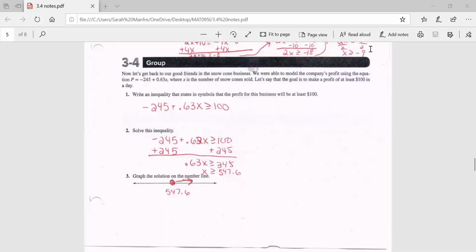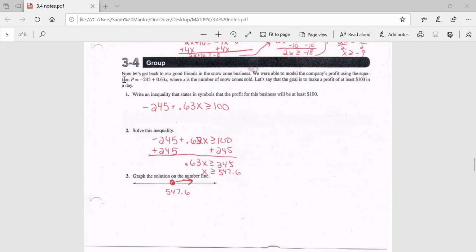All right, so hopefully everybody had a chance to do this group work on your own, and you're coming here just to check your answers. So 3.4, let's do some inequality. Write an inequality that states the profit for this business will be at least $100.